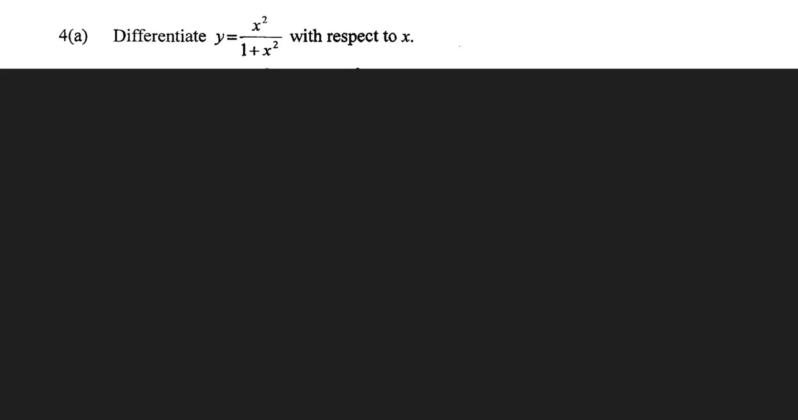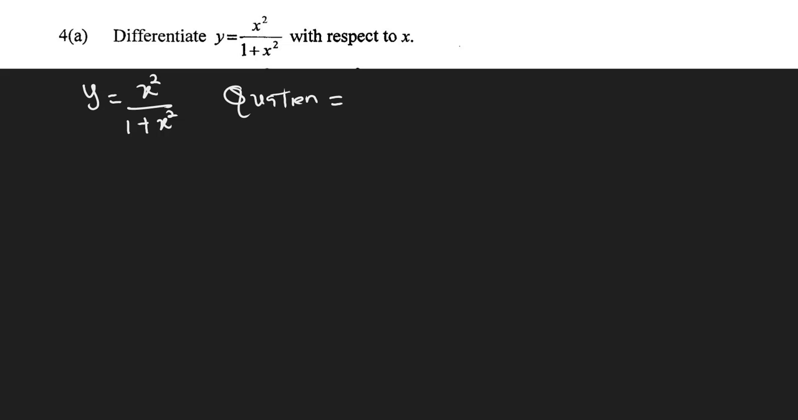So let's see. The question says differentiate y is equal to x squared over 1 plus x squared with respect to x. So now, whenever you have this kind of question, check it. Whenever it's in the form of a fraction, use what we call the quotient rule, right? The quotient rule. So we're going to use the quotient rule. Remember, we have y is equal to x squared over 1 plus x squared. So now we have the quotient rule, right?